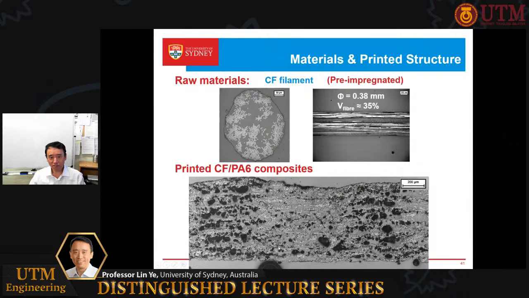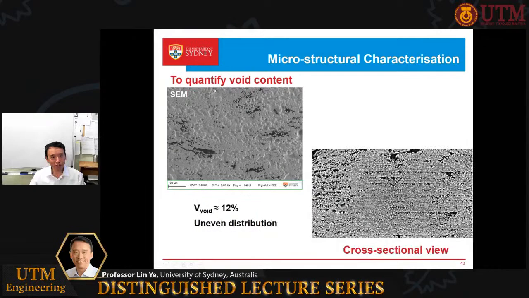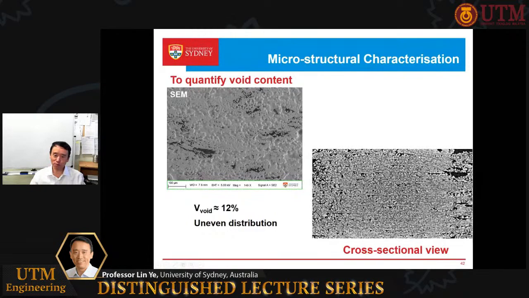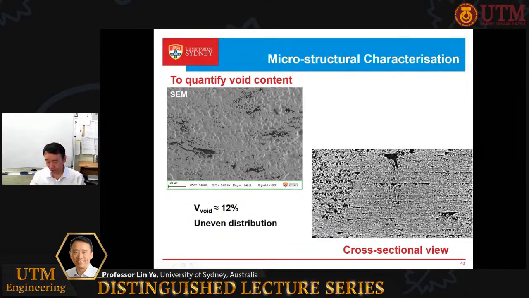So this is actually the printed composite. You can see it has a lot of voids, okay? To quantify the void content, we did SEM. You can check the black area is about 12%. Also you can do micro CT scanning, moving along the cross section. You can see there are voids inside the material, everywhere. So I'm not terribly happy.